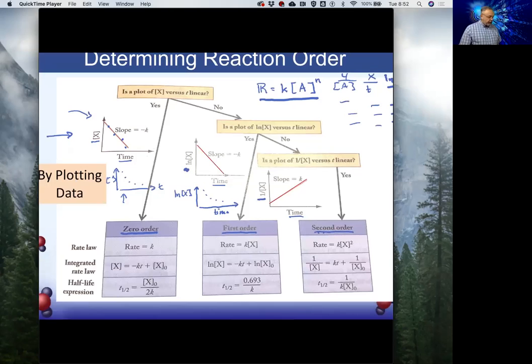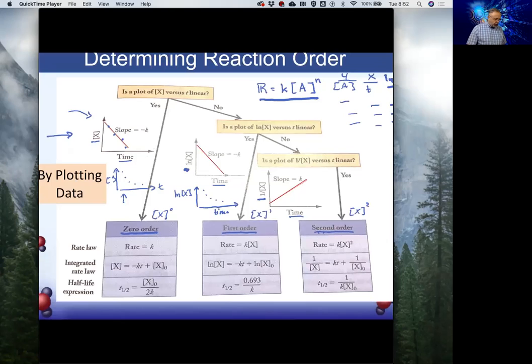So this is concentration. This corresponds to concentration of x to the power of 0. This is concentration of x to the power of 1. This corresponds to concentration of x to the power of 2. If none of them are linear, that means that you have a different exponent, and there'll be a different plot that you need to do.